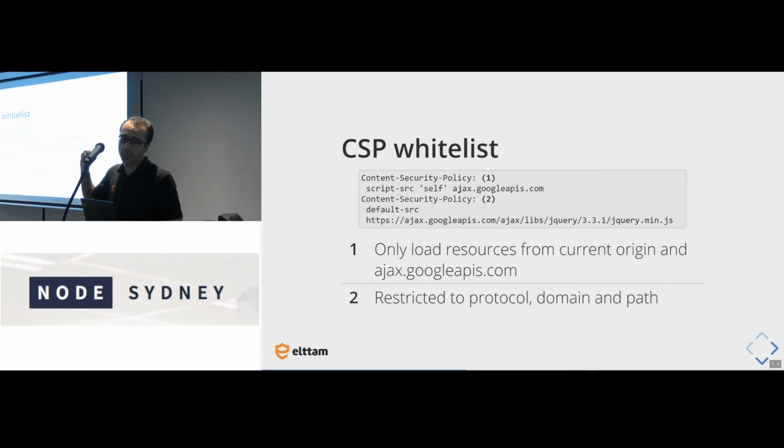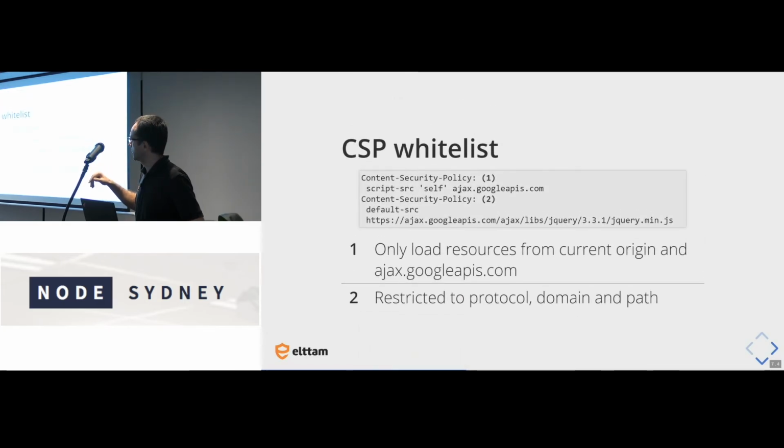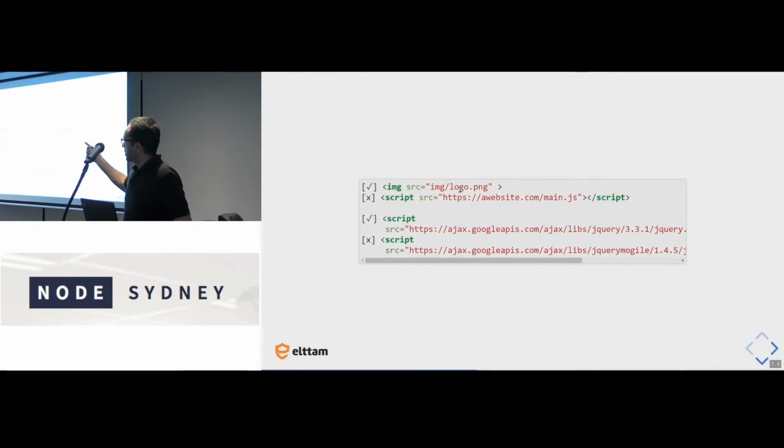In the second example, you are restricting the CSP to protocol, domain, and the path. So in reality, what happens is, if you have the first CSP policy, things like source image /logo.png will load because it's referencing your own origin. The second one, things like https website.com will not load because it's not whitelisted.